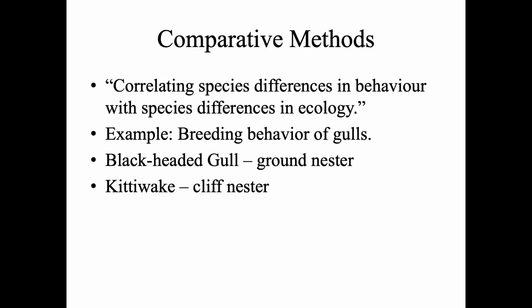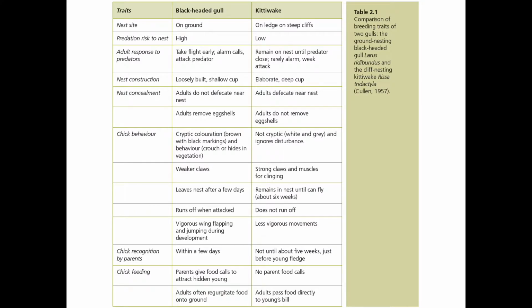So in both these cases, one of the ecological drivers that may be affecting behavior is the presence of egg predators. If you lay your eggs on a cliff, you don't have to worry about that. If you lay your eggs on a beach, you do have to worry about that. Well, when you look at traits related to reproduction, you see that you have nest site on the ground versus on the ledge. Predation risk is higher on the ground than it is in cliffs.